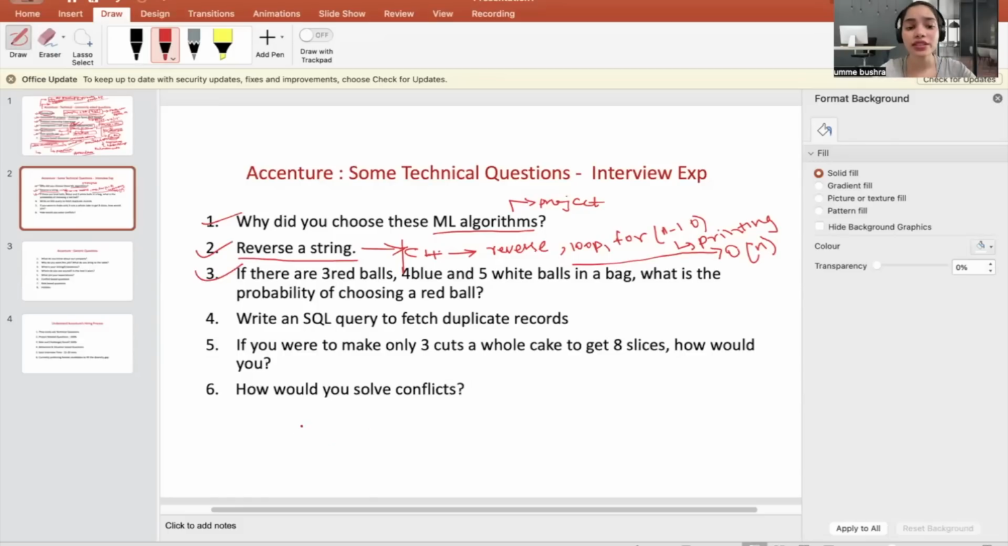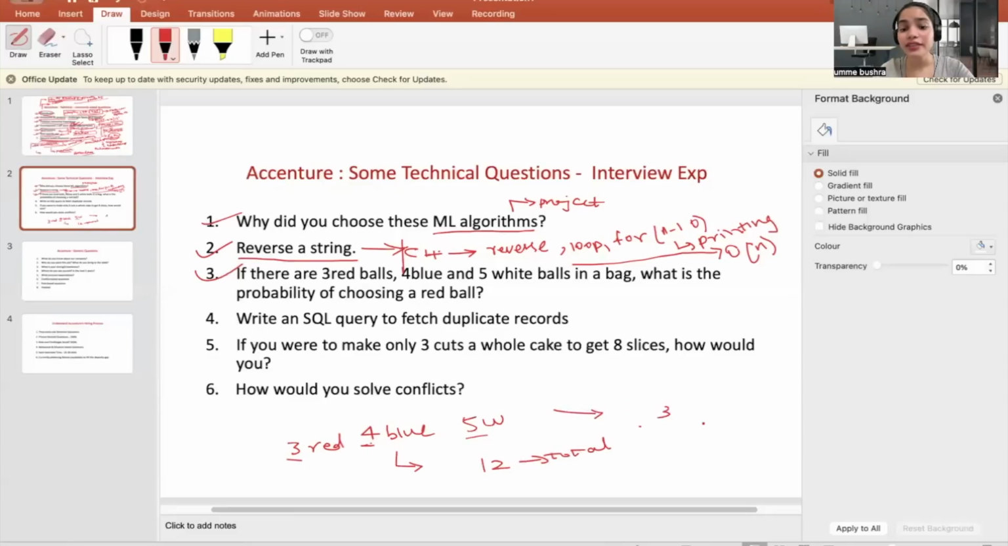Now there are also some questions asked which are probability based. Say there are 3 red balls, 4 blue balls, and 5 white balls in the question. Whenever you have to solve these probability questions, you first calculate the total number of balls in the bag: 3 plus 4 plus 5, which is 12. Now, in order to find the probability, the formula used is, here they're asking for a red ball, over the total number of balls. So how many do we have in red?